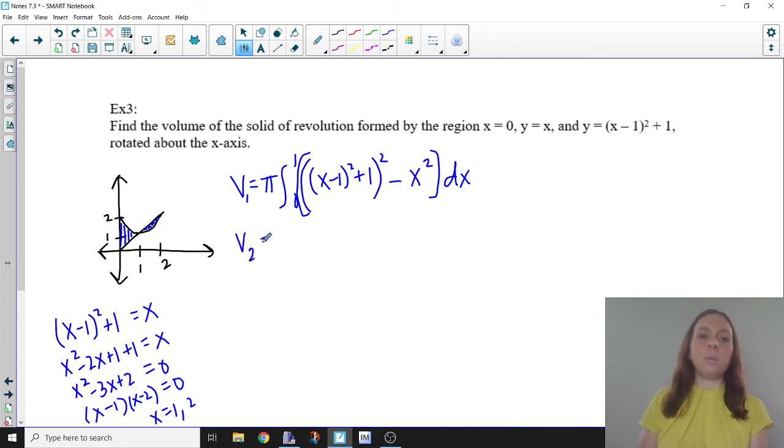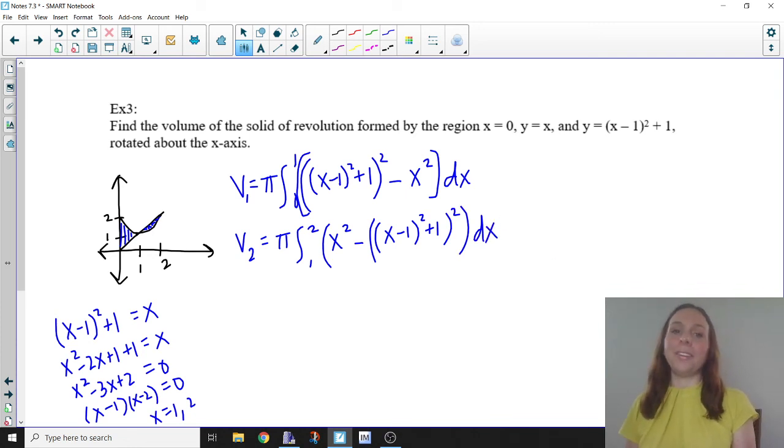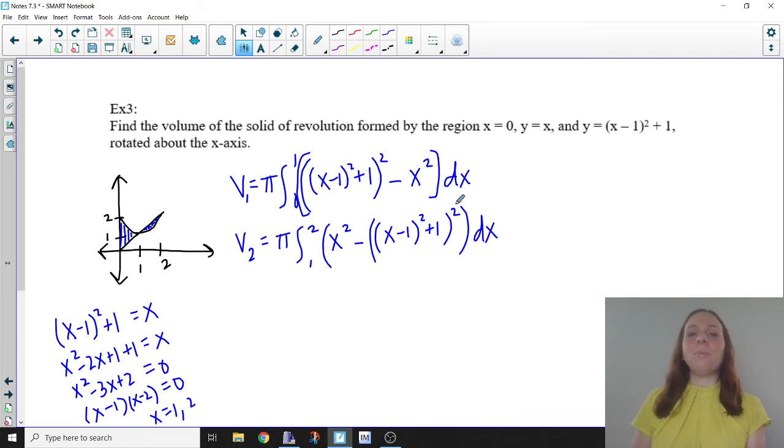Volume 2 is going to come from pi times the integral from 1 to 2 of x squared, that's the function x squared, pi r squared, minus x minus 1 squared plus 1, square that whole thing. A lot of squared going on here, I know. Okay, then once we find those two answers, we can add them together to find our total volume.